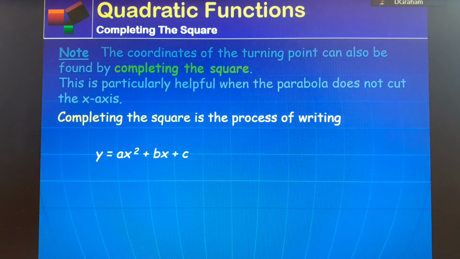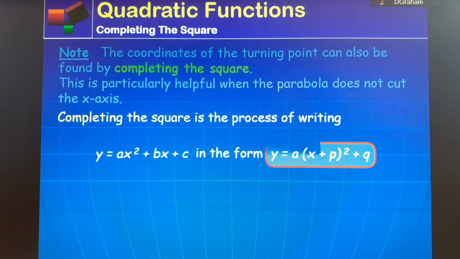So completing the square is when we write the quadratic function in this form here. Okay. So we have a bracket squared plus a constant, and that's what you were dealing with at National 5. But at higher, I'm going to show you how we can also have a constant outside the bracket.